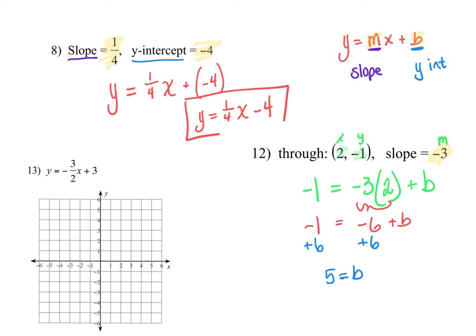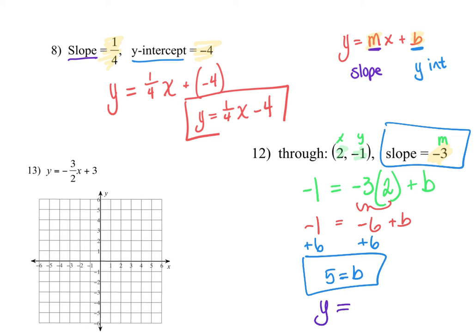They're not asking for b, they're asking for y equals mx plus b. So you need to plug in your m, which they gave you, and plug in your b, which you solved for. So your answer is going to be y equals m, that's -3, x plus b, which is 5. So this is my final answer right here. I gave it to you in the form y equals mx plus b.